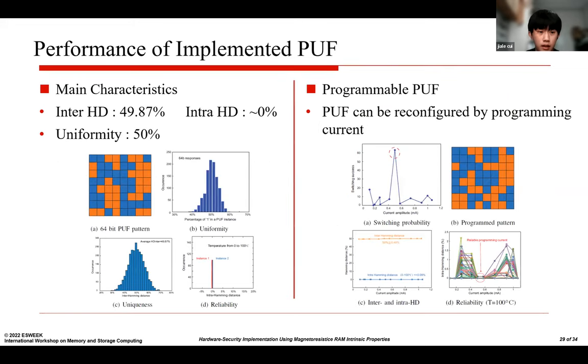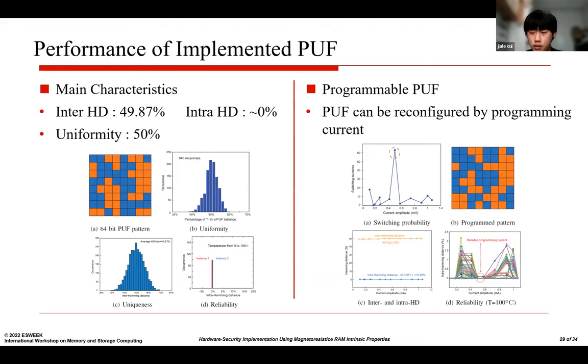The main performance characteristics are shown in the left figure. For the proposed PUF, the inter-Hamming distance is 49.87%, and the intra-Hamming distance is close to zero, and we get 50% uniformity. From the red figure A, we can see that the switching probability is a function of current amplitude, so that a PUF can be reconfigured by a programming current. The programmed pattern is different from the original pattern for the same challenges.